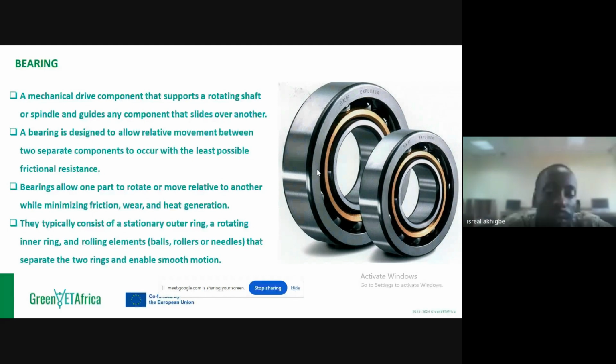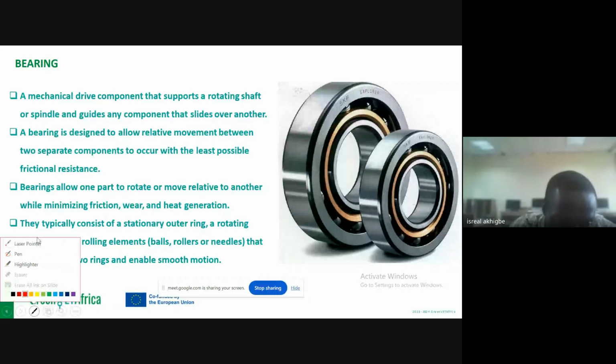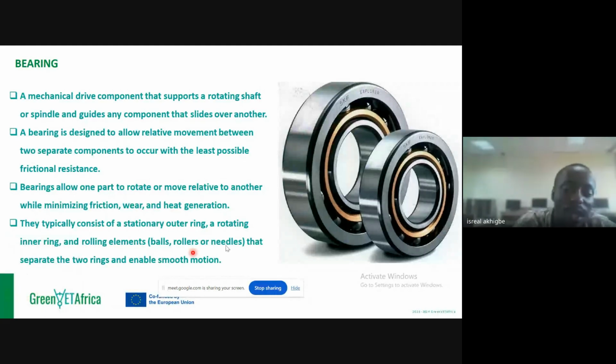Now, number 4, yes, point number 4. They are stationary. So outside they look as though they're stationary, but meanwhile internally you have movements. You can have movements enabled by its design to reduce friction. Now, bearings allow one part to rotate or move relative to another while minimizing friction, wear, and heat generation.